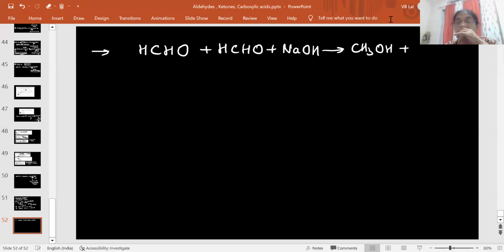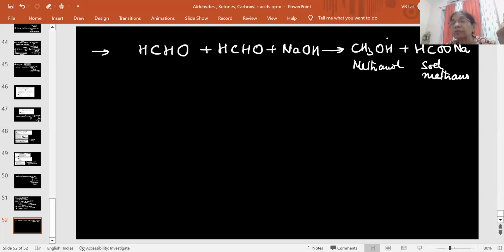And which acid salt will it form? It will form an acid with one carbon atom. Which is that acid? HCOOH. That is methanoic acid. But because there is NaOH, it will form sodium methanoate. So what are the two things? Methanol and sodium methanoate. Acid salt of which acid? Methanoic acid. And you started with what? Methanal.